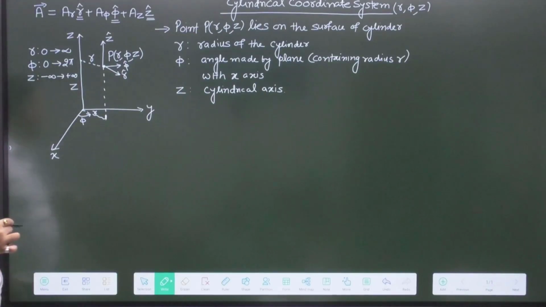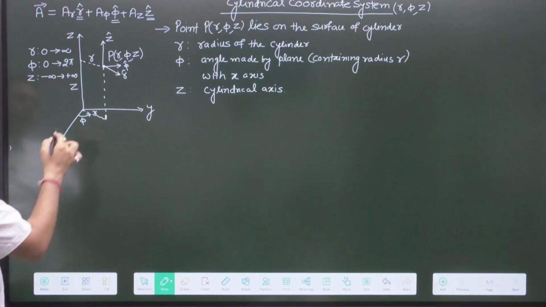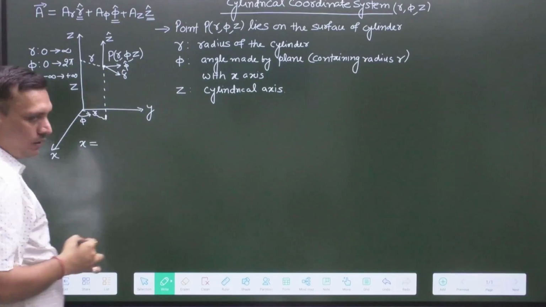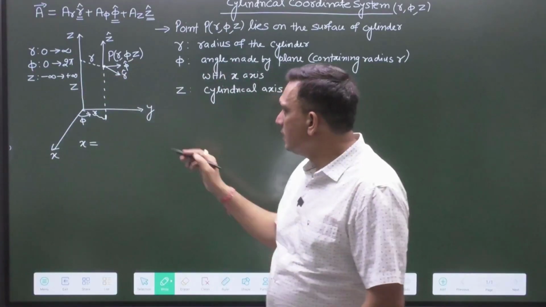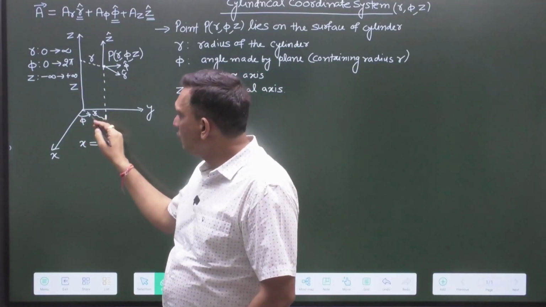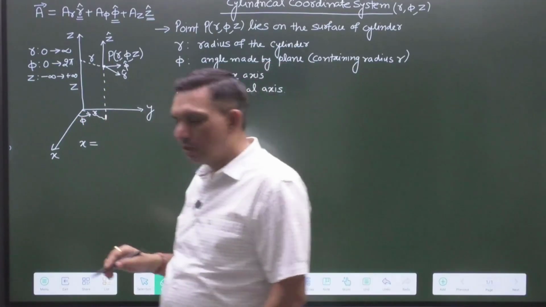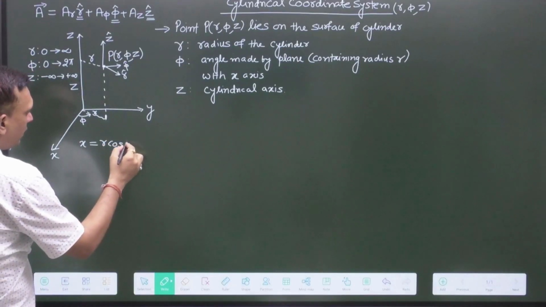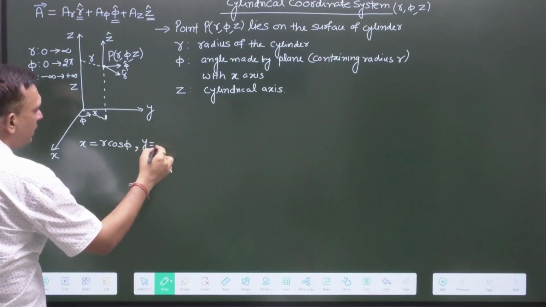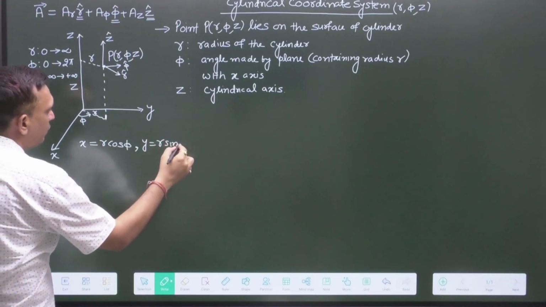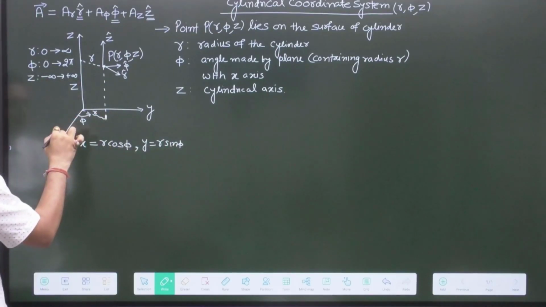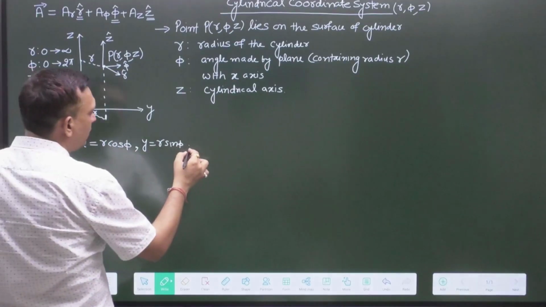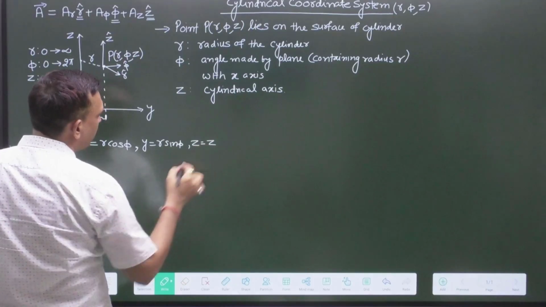Now we have to relate r phi z with x y z. So what will be x here? Just see. This is r. This makes an angle phi. What will be the projection along the x-axis? r cos phi. Yes. So this is r cos phi. In the perpendicular direction, the projection is r sin phi. y is perpendicular to the x-axis. If the projection is cos phi in one direction, in this direction it is sin phi. And z is simply z.